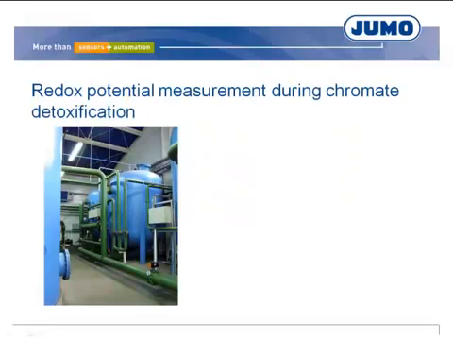Highly toxic chromates occur in the wastewaters of electrolysis plants, pickling, etching, and chromating baths, as well as during the production of aluminum. The crucial elimination of these chromates from the wastewater occurs over several steps and is monitored by redox and pH value measurement. In practice, the wastewater is set to a pH value of between 2 and 2.5 by adding acid.